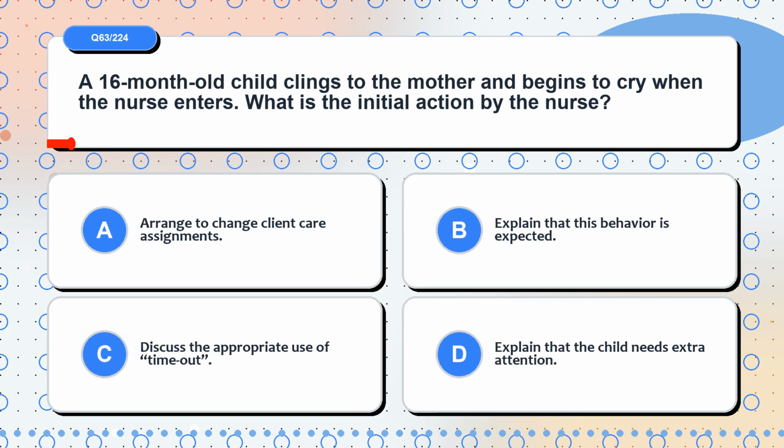Question 63. A 16-month-old child clings to the mother and begins to cry when the nurse enters. What is the initial action by the nurse? Here are the options. Option A. Arrange to change client care assignments. Option B. Explain that this behavior is expected. Option C. Discuss the appropriate use of timeout. Option D. Explain that the child needs extra attention.